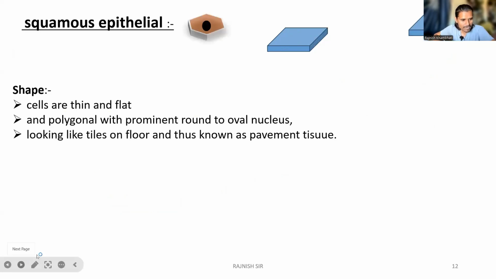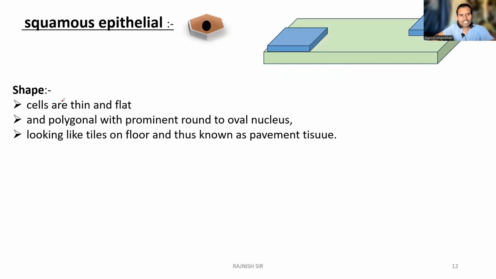Okay. Next, what is their shape? See, the shape is written again. Shape is thin and flat. And they are polygonal with the prominent round to oval nucleus. You can see there is a nucleus present in the center. When we look from above, it looks hexagonal, or the word is polygonal.